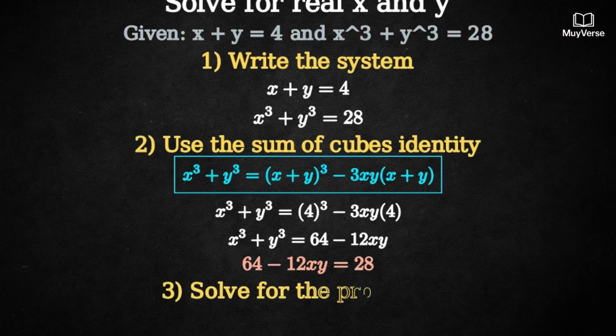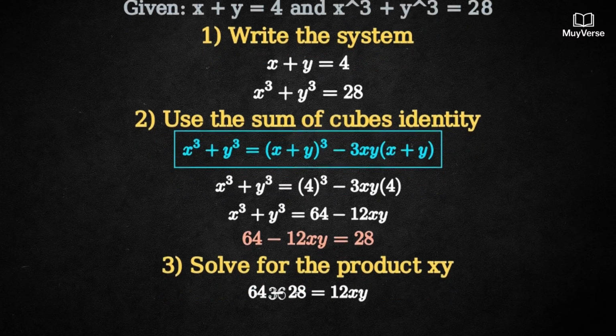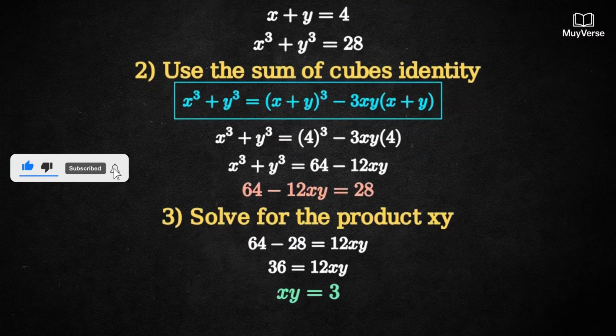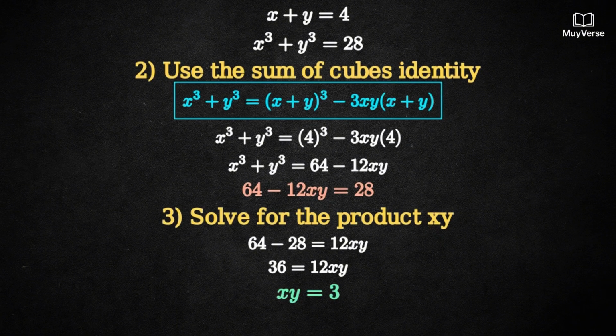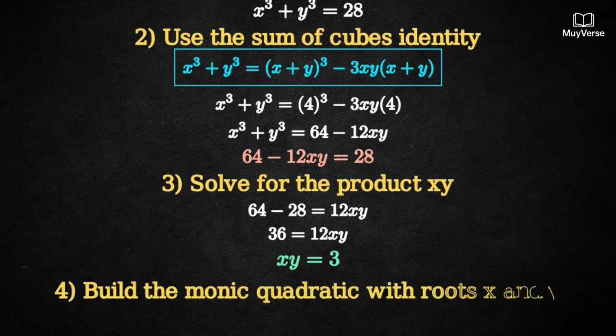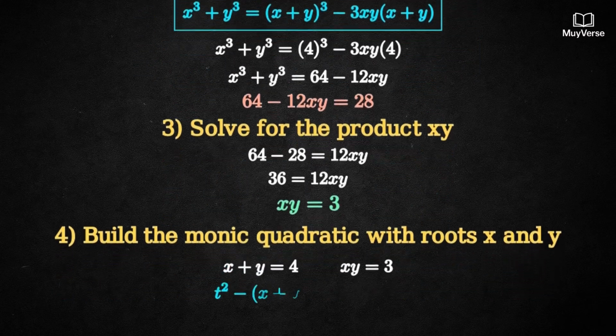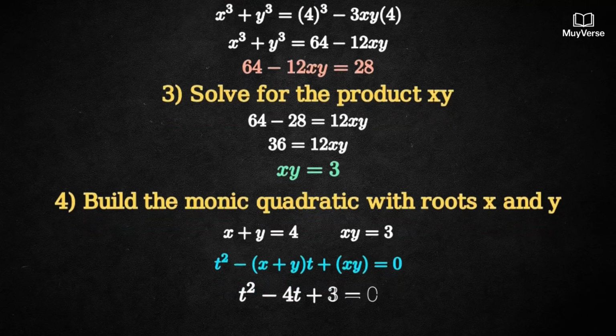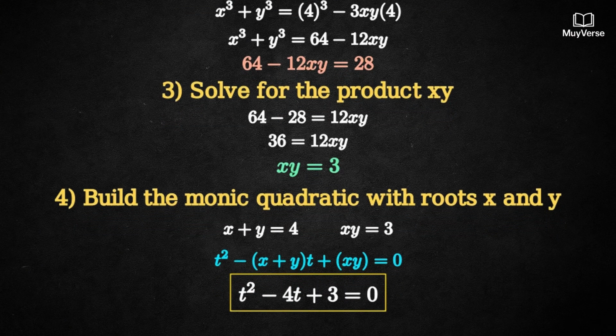Step 3. Solve for the product xy. Move 28 to the left side to get 64 minus 28 equals 12xy. So 36 equals 12xy, which gives xy equals 3. Step 4. Use the fact that x and y are roots of a monic quadratic with sum and product. The general form is t squared minus the sum times t plus the product equals 0. Substituting the values, we get t² minus 4t plus 3 equals 0.